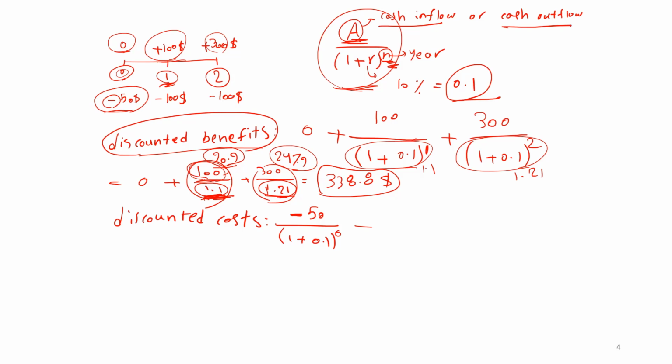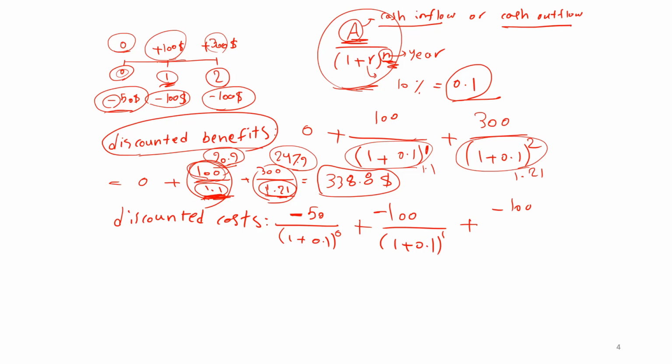Next year, first year is negative $100 over 1 plus 0.1 to the power of 1. N year is 1, so I put 1. Next one, I can put plus minus the same. So next, second year we are going to spend $100, or the cost will be $100.